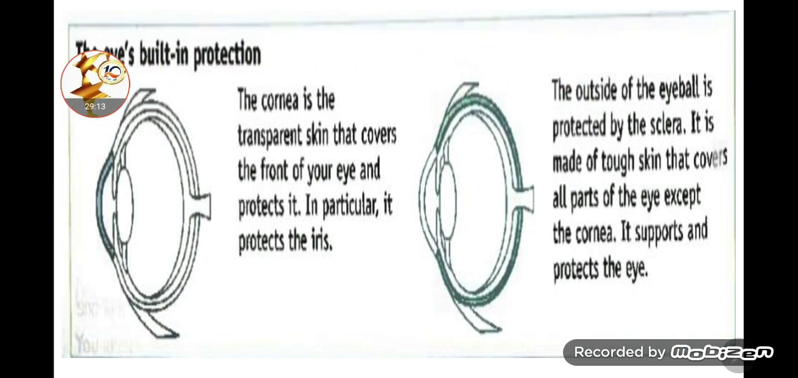ننتقل الآن للـ last paragraph الموجودة معانا on page 88, and tomorrow we will start with page 89 inshallah. Listen please. The outside of the eyeball is protected by the sclera. It is made of tough skin that covers all parts of the eye except the cornea. It supports and protects the eye.